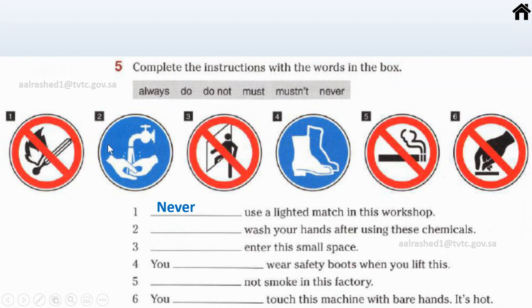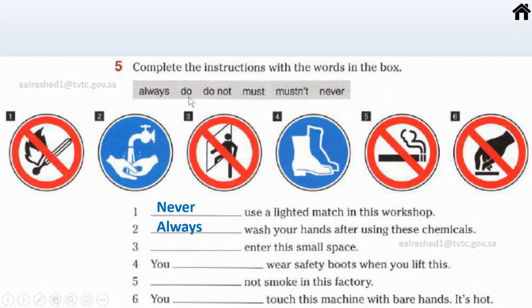Number 2, you can see we don't have a sign like this. So for number 2, it tells me to do something. Wash. You can see wash. What? Your hands. When? After using these chemicals. So I can't use must because I don't have a subject. So the answer will be always. Always.